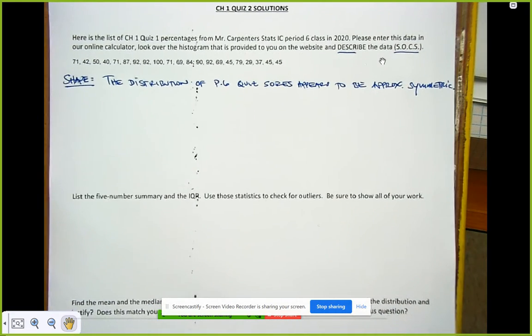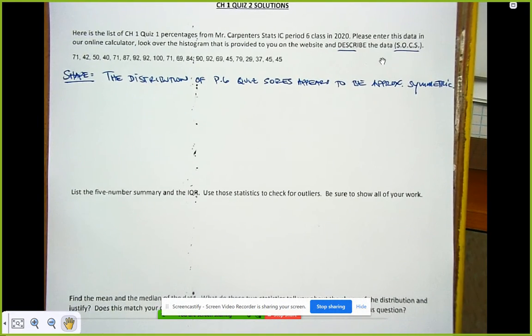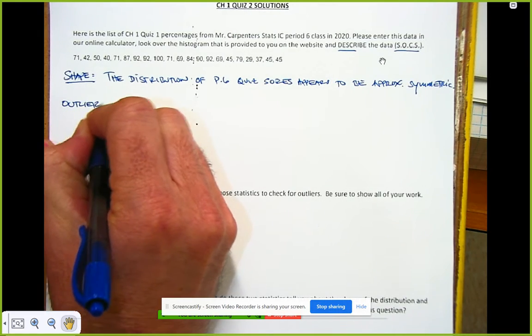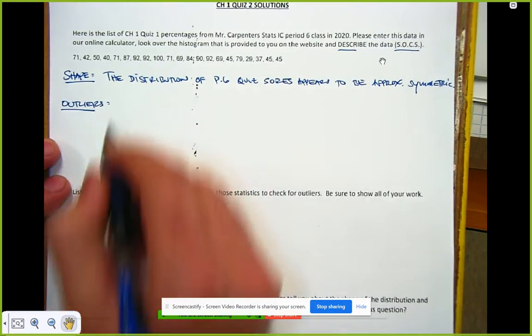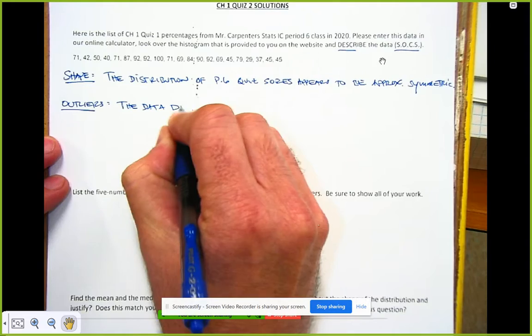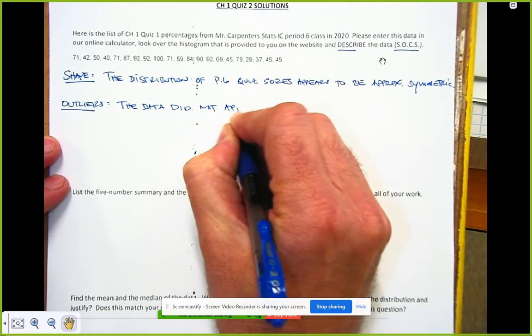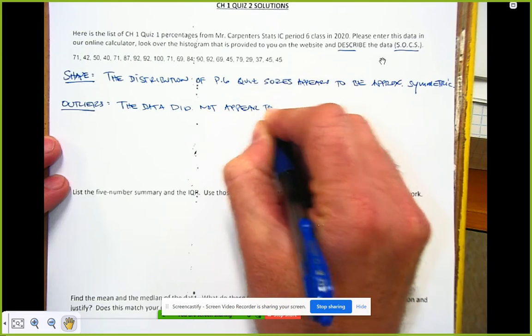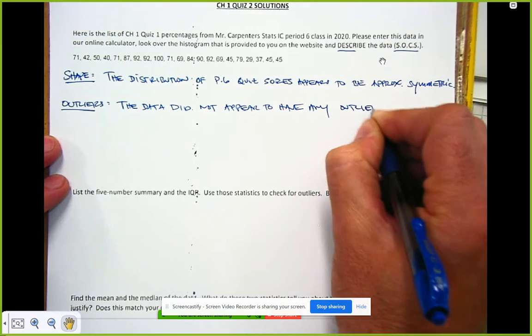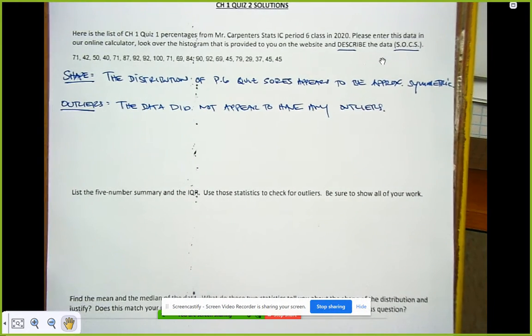Okay. And so the acronym SOCS allows you to identify particular things of interest when you're talking about data. Okay, for our outliers, we would say the data did not appear to have any outliers. Okay, so the data does not appear to have any outliers.